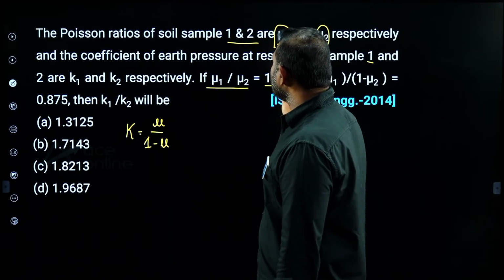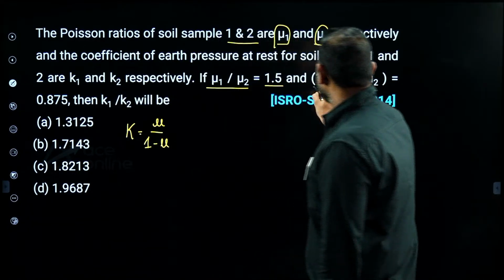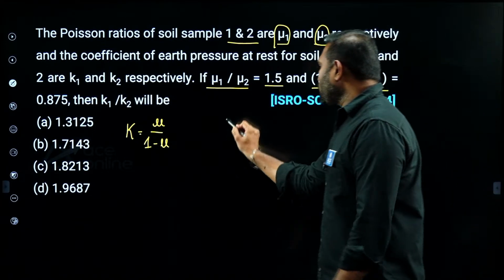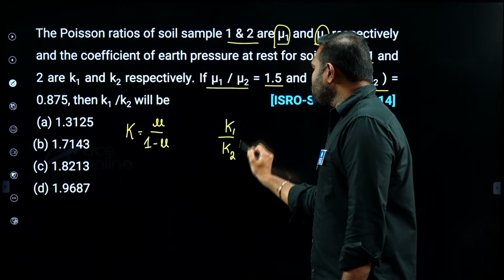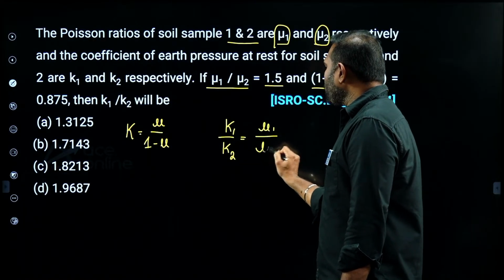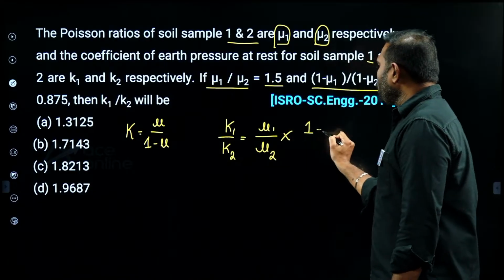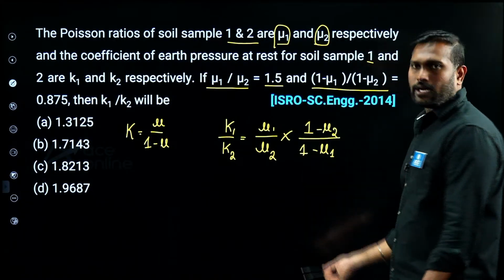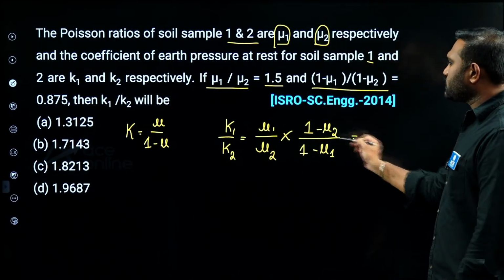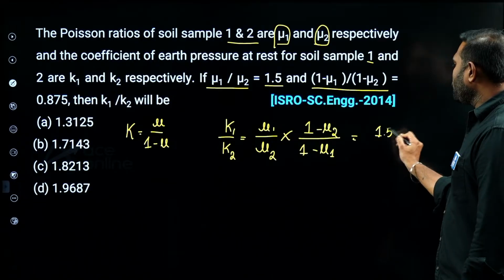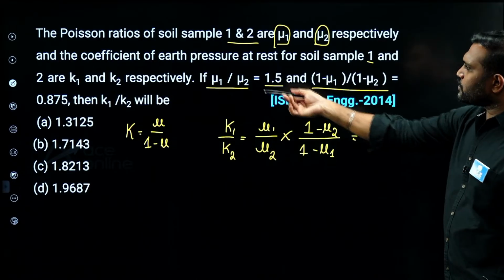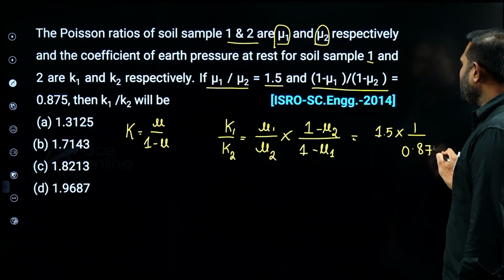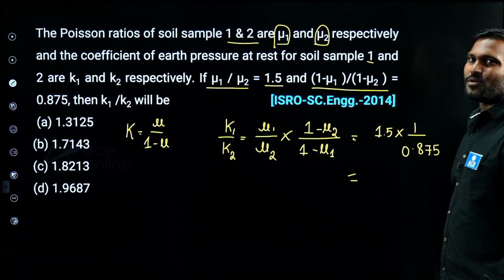If mu1 by mu2 is 1.5 and (1 minus mu1) by (1 minus mu2) is 0.875, what is K1 by K2? Now K1 by K2 is equal to mu1 by mu2 into (1 minus mu2) by (1 minus mu1), right? Now what is mu1 by mu2? 1.5. (1 minus mu1) by (1 minus mu2) is 0.875. Now it's a reverse, 1 by 0.875.